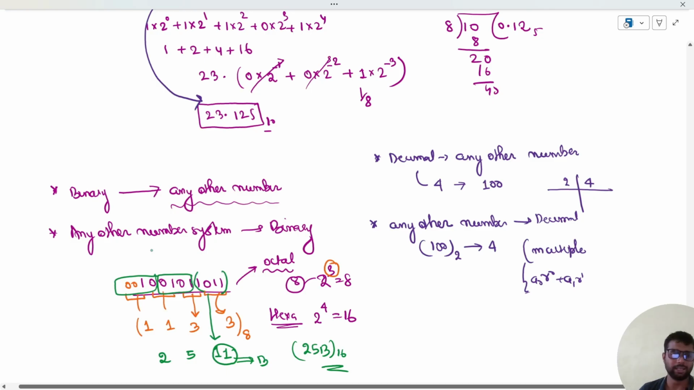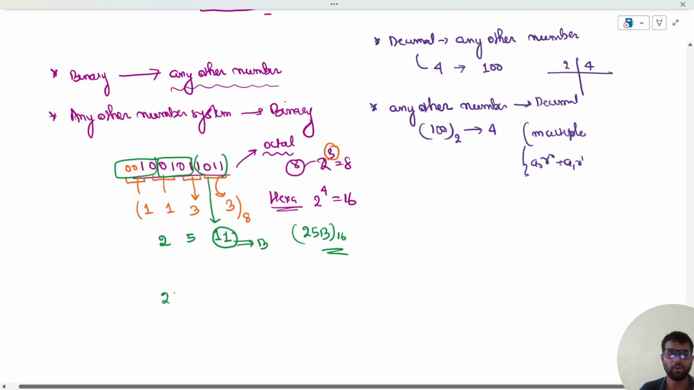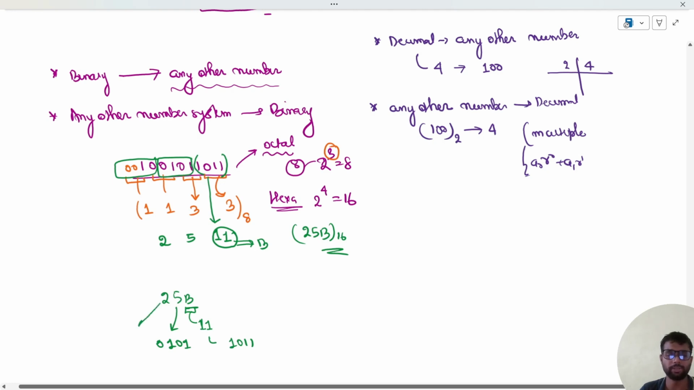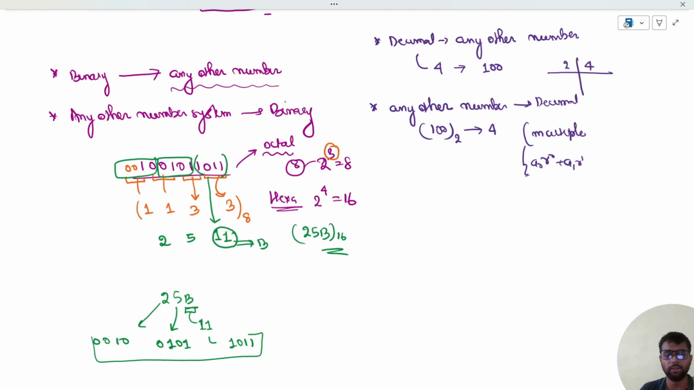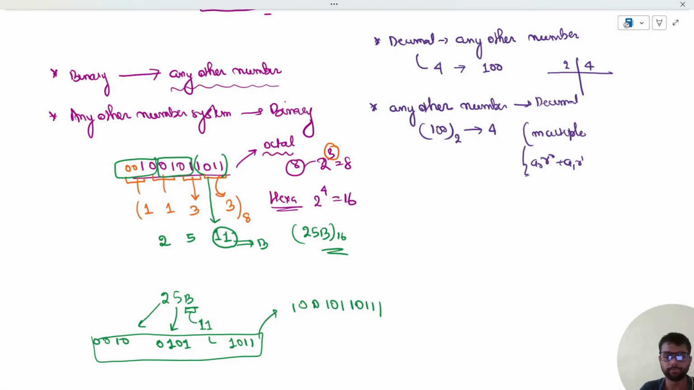Now to convert any other number system back to binary, you represent each number in bits. For example, I want to convert 2, 5, B into binary. You take each number. B is what? 11, represented in 4 bits. 11 would be like 1 0 1 1. What is 5, represented in binary with 4 bits? That is 0 1 0 1. This is 2, represented in 4 bits, 0 0 1 0. So the equivalent binary of this would be 1 0 0 1 0 1 1 0 1 1.